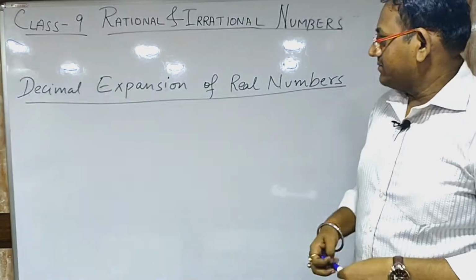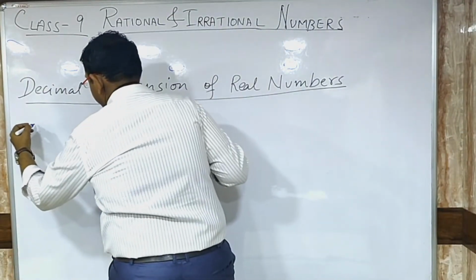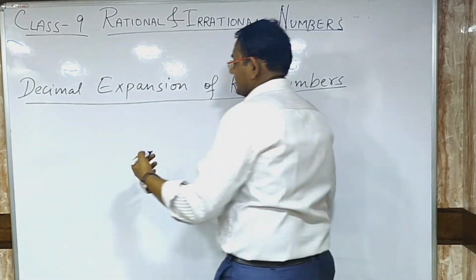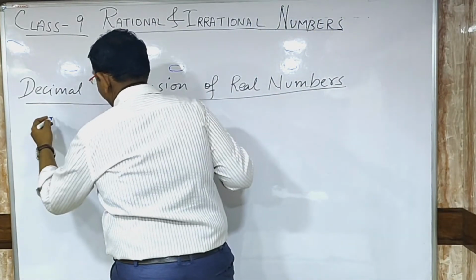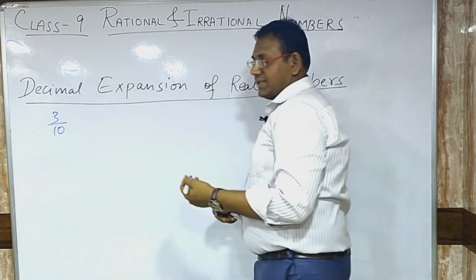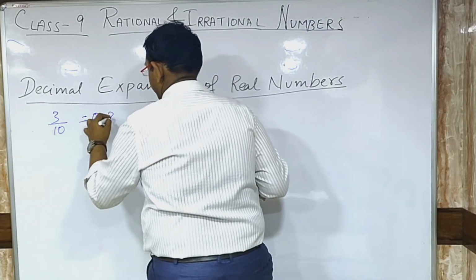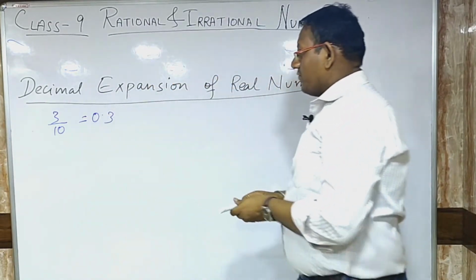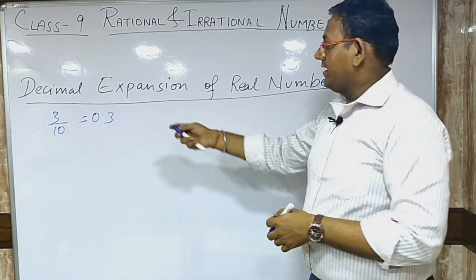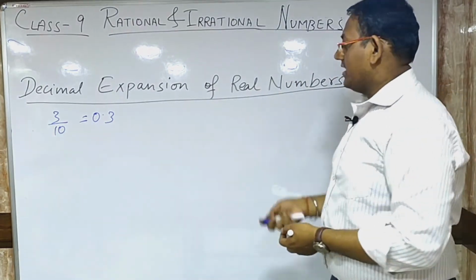In the case of decimal expansion of real numbers, we can start with an example. Let us take 3 by 10. This 3 by 10 can be easily expressed as 0.3. So basically we are just representing a fraction in terms of a decimal. That is called decimal expansion of real numbers.